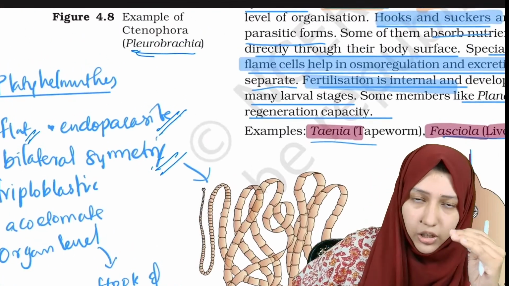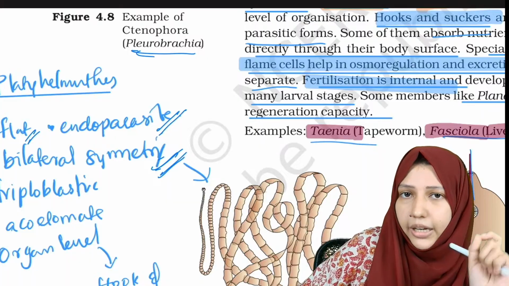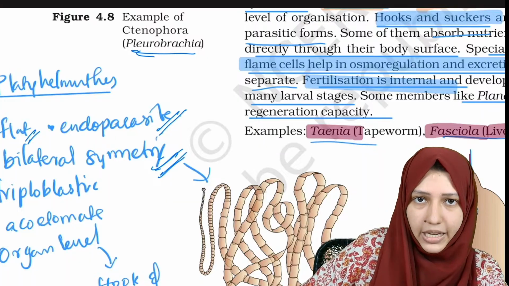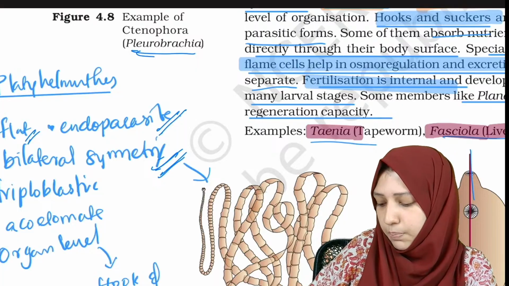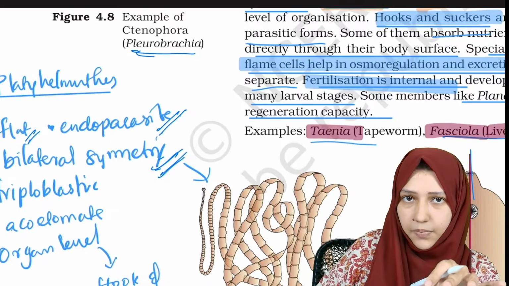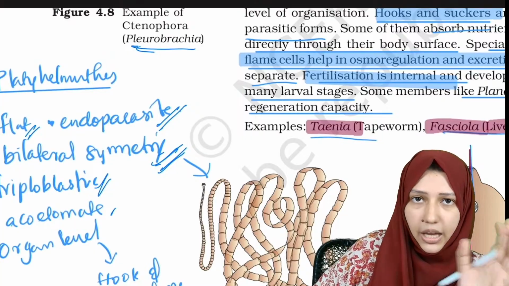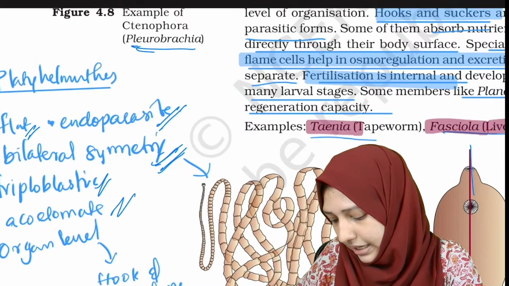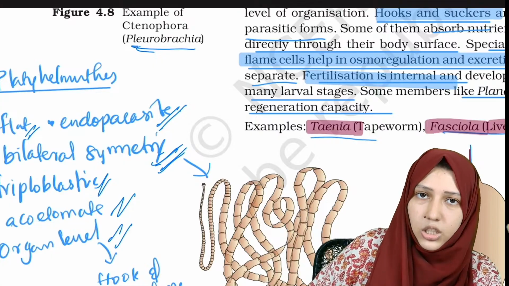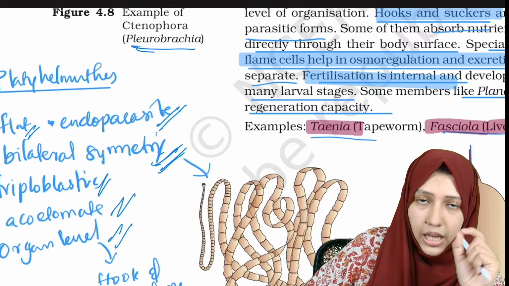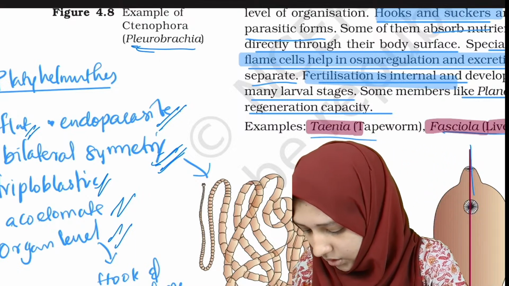Till Ctenophora we have studied, they are giving radial symmetry, but when we reach Platyhelminthes, we got that they are bilaterally symmetrical. Triploblastic organization. Then acoelomate means they don't have a coelom. Then organ level of organization. Till Ctenophora it was tissue level of organization. While reaching Platyhelminthes, we have noted they are having organ level of organization.